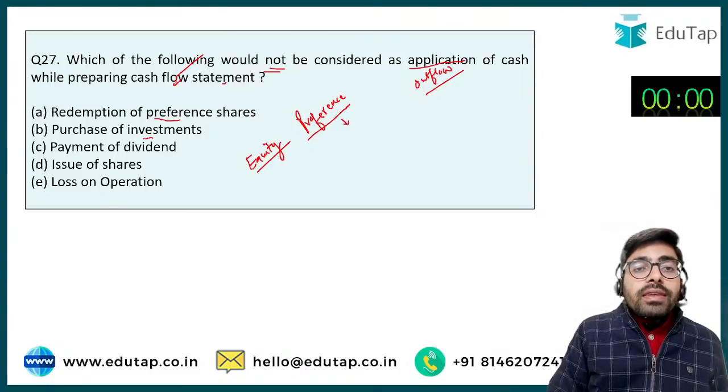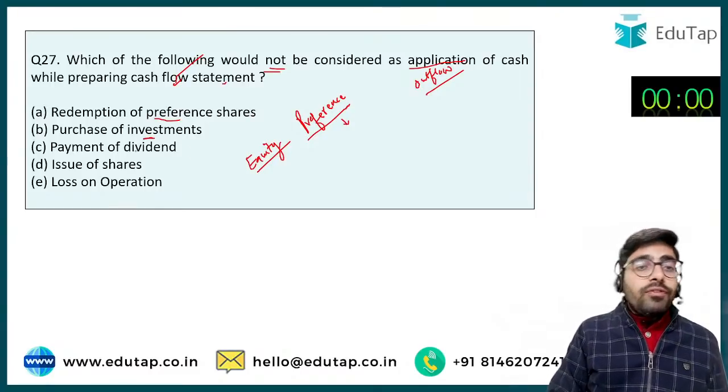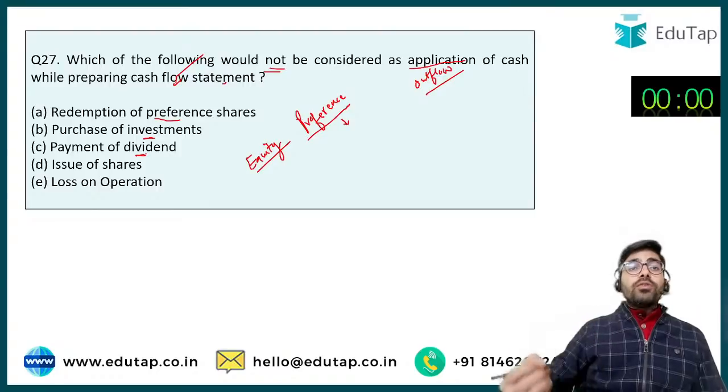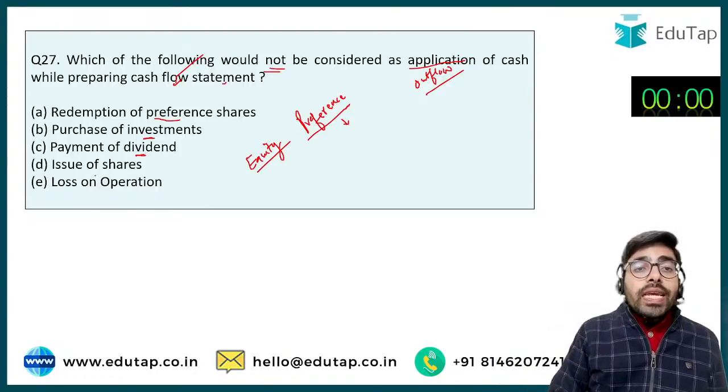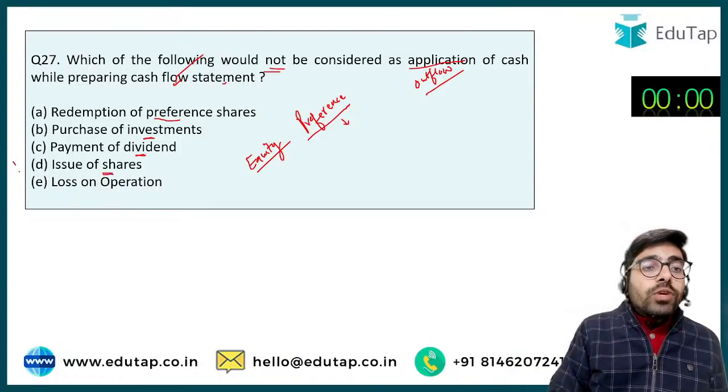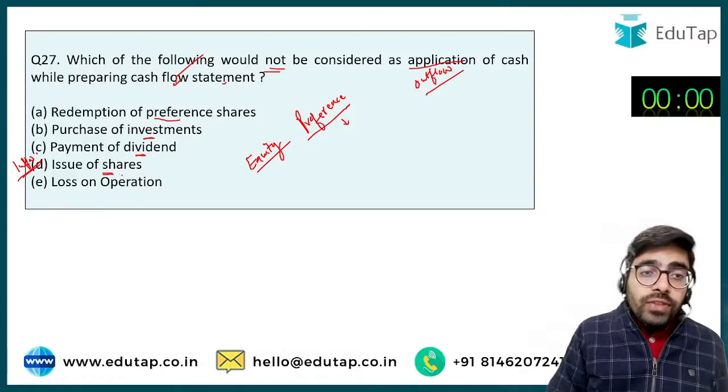If you are purchasing investments, this is an outflow of cash. If you are paying dividend, it is also outflow of the cash. If you are issuing the shares, then it is going to be inflow of the cash. So issuing the shares is going to be inflow of the cash.